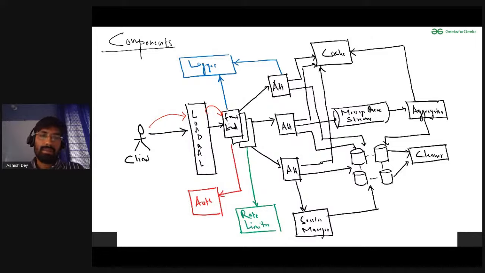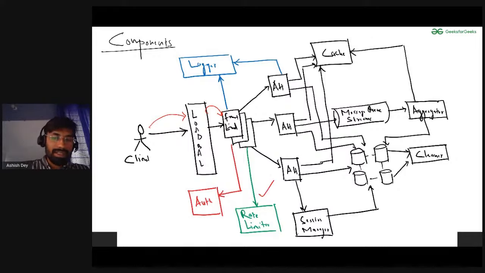Let's say some bots are attacking your system, then how exactly are you going to stop them? That's how it can contain some kind of rate limiters. Okay, stop this guy. This guy is making a lot of requests. This may bring my system down. So it can have some kind of a rate limiter.